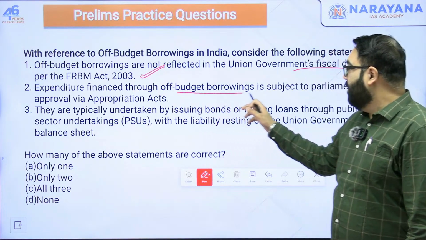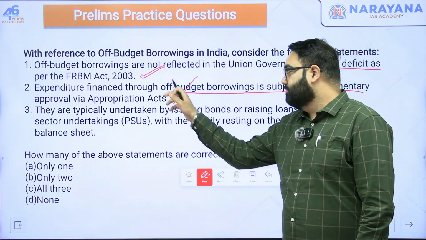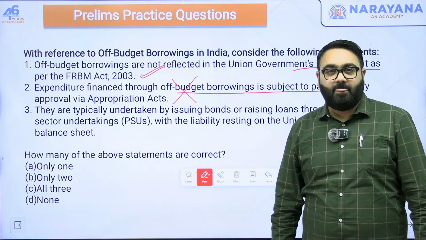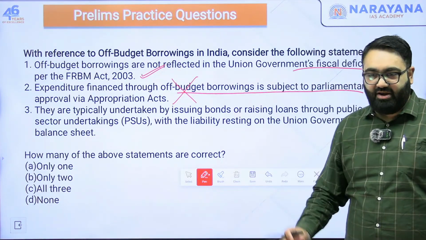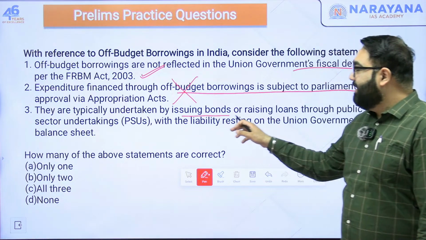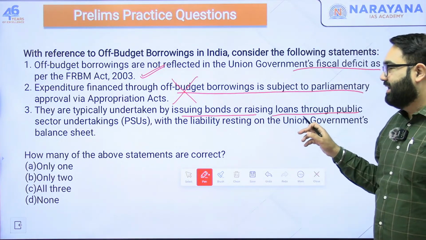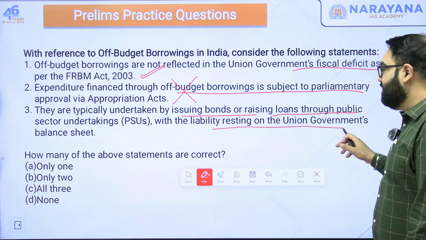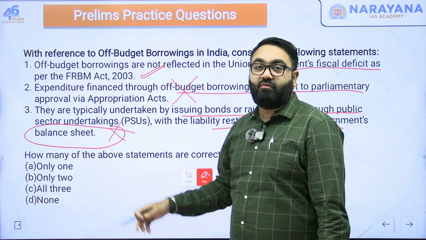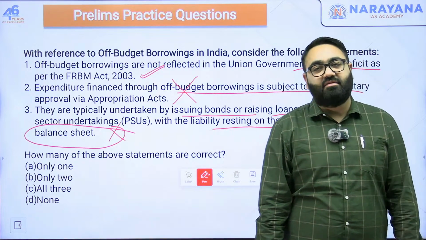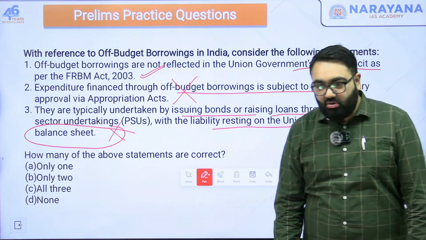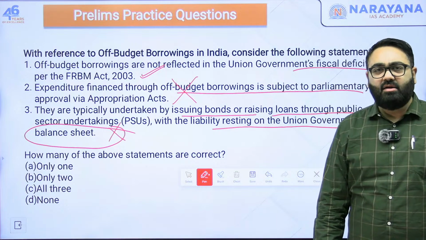Second, expenditure financed through off-budget borrowing is subject to parliamentary approval. No. It is not subject to parliamentary approval, which is why it is the easiest option available for the government to improve their numbers, and they do that very regularly because the parliament does not have any role to play as such. Third, they are typically undertaken by issuing bonds or raising loans through public sector enterprises with the liability resting on the Union government's balance sheet. No. If that was the case, then the entire point of off-budget borrowing would have been defeated. The entire point is that it will not be highlighted on the Union government's balance sheet, meaning it will not be shown in their accounts as a liability. That is why they take it. So third is again wrong.